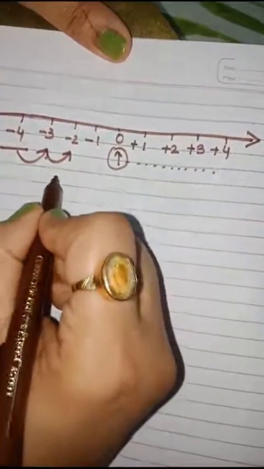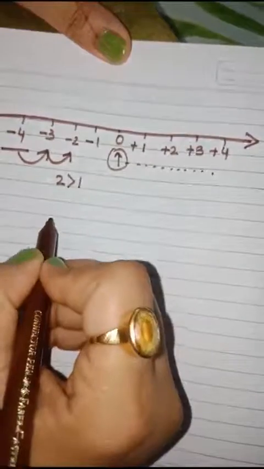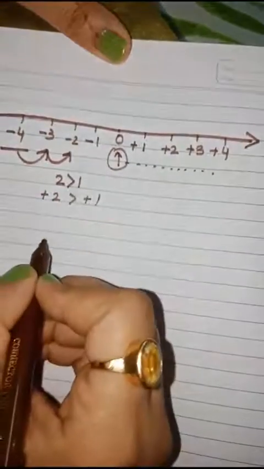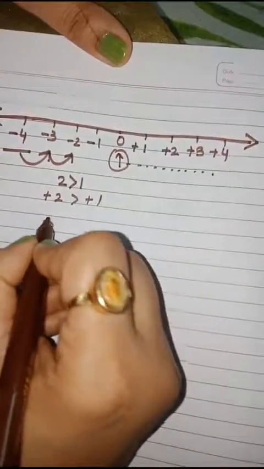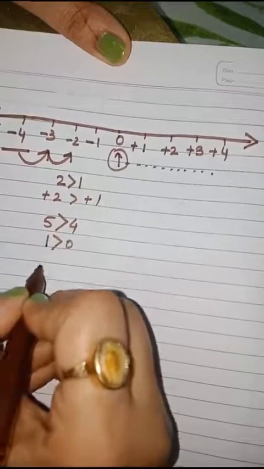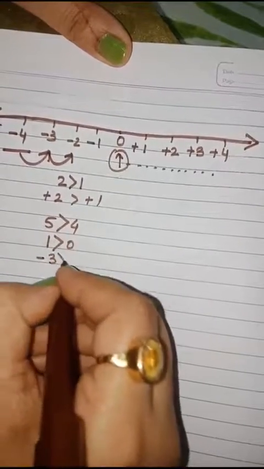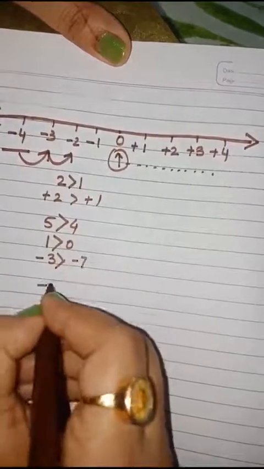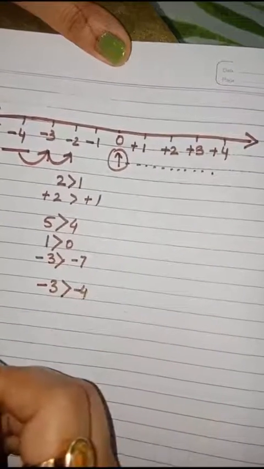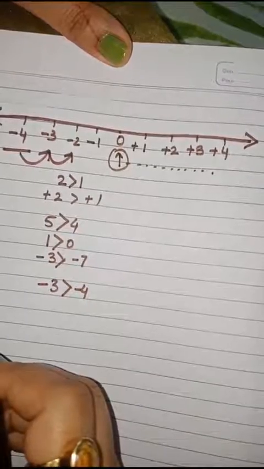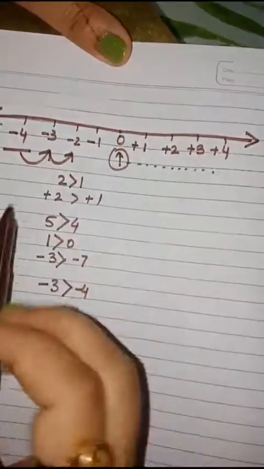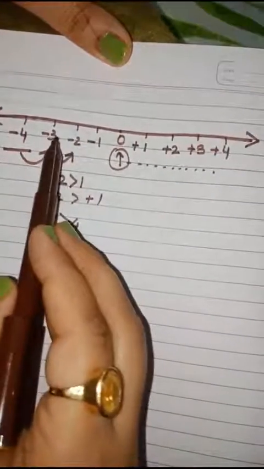For example, 2 is greater than 1, that is +2 is greater than +1. 5 is greater than 4. Likewise, 1 is greater than 0. -3 is greater than -7. -3 is greater than -4. So any number which is on the right side will be greater than the specific given number on its left.